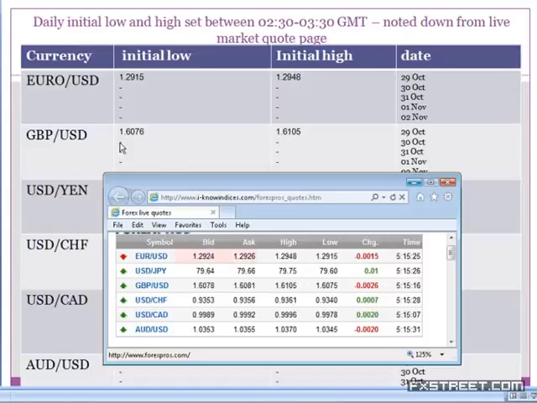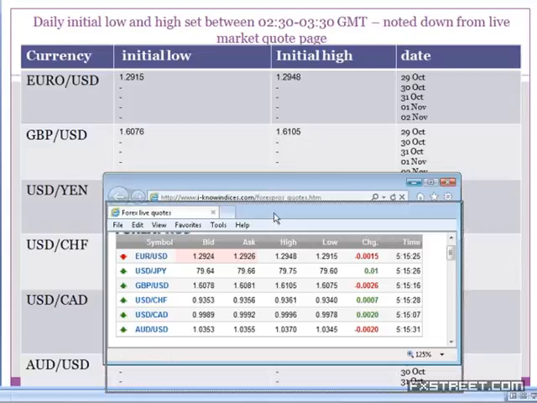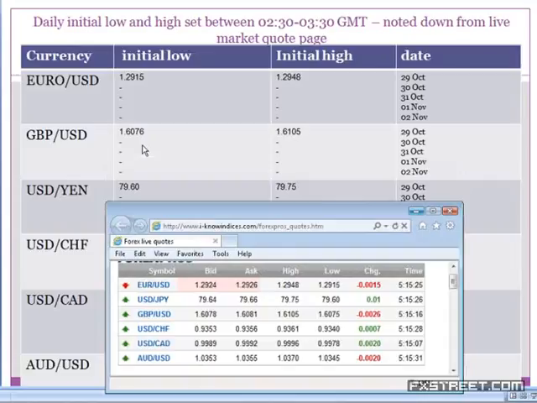And in the case of GBP, 1.6076 was the initial low, and currently you come across 1.6075 as a new low, and the high was 1.6105. So they cut the low in GBP by 1 pip. So that means they are doing the USD gaining move.